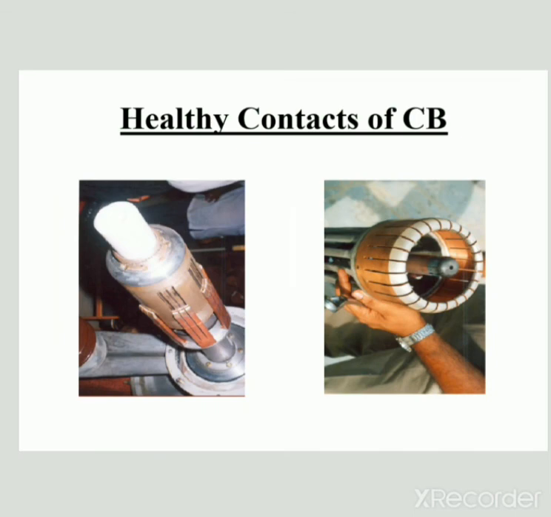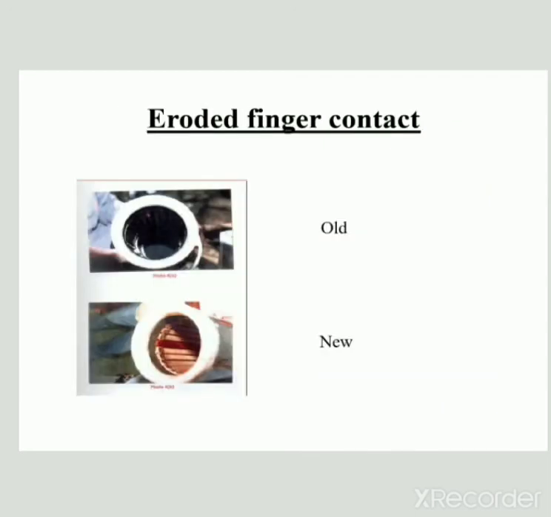This is the picture of healthy contacts of a circuit breaker. Healthy contacts means that there is no possibility of abnormal conditions. So for that purpose it is called healthy contacts of circuit breakers. Then eroded finger contacts. The old type has eroded finger contacts, shown in the figure, and a new type system is now available for precaution and protection.